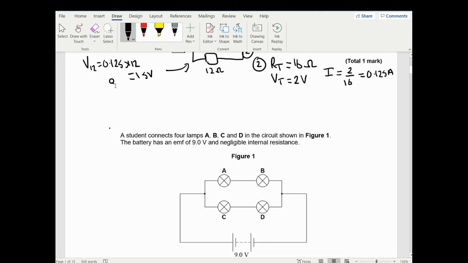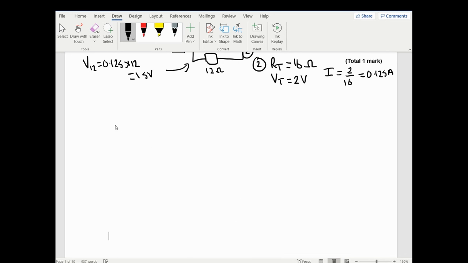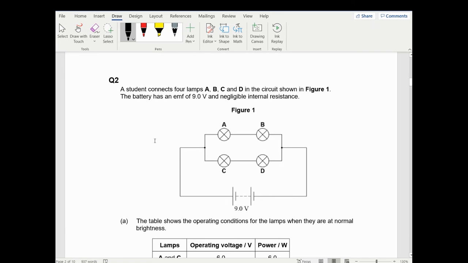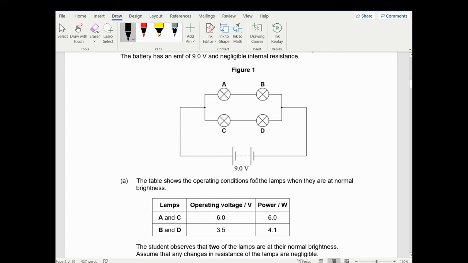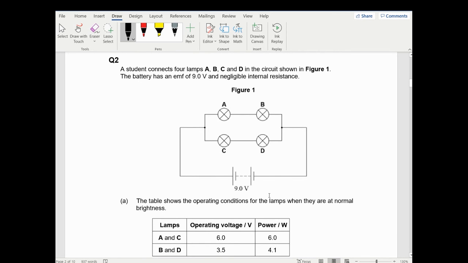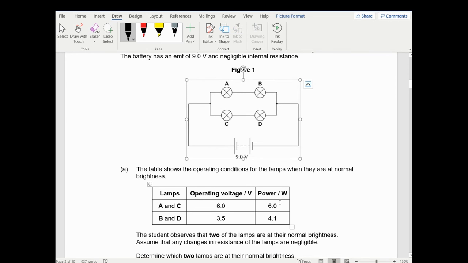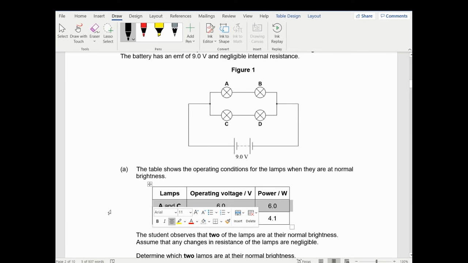So I'm going on to question 2, which is more of a pure circuit analysis question. I've got 4 lamps, A, B, C, and D in the circuit shown in figure 1. So we've got a lovely circuit here. A and B are in series and C and D are in series, and they're both in parallel with each other. The table shows the operating conditions of the lamps when they're at their normal brightness. So when they're at their normal brightness, A and C have an operating voltage of 6 volts.